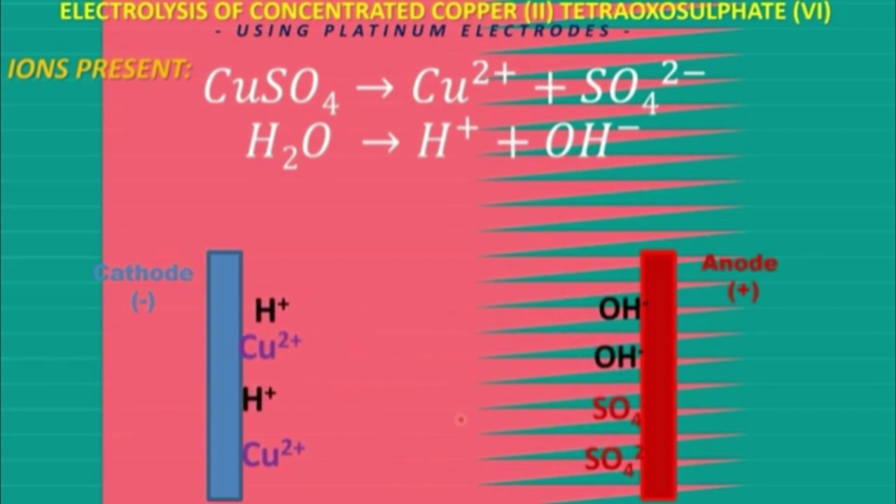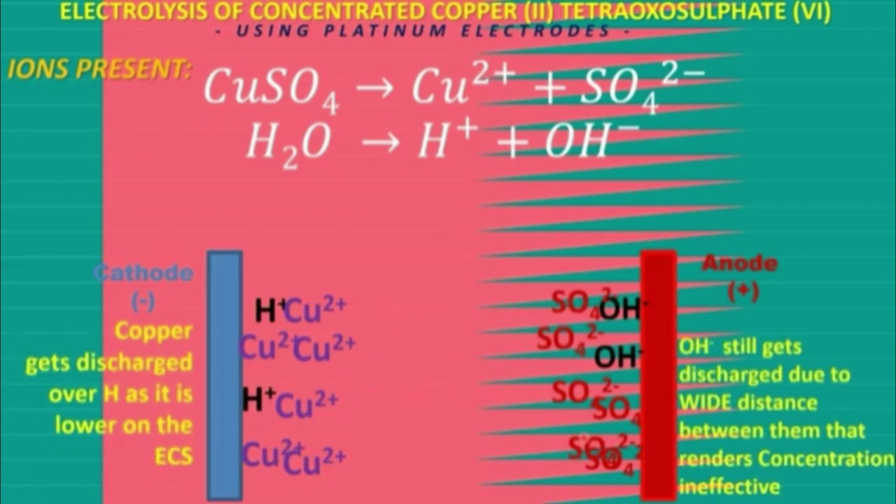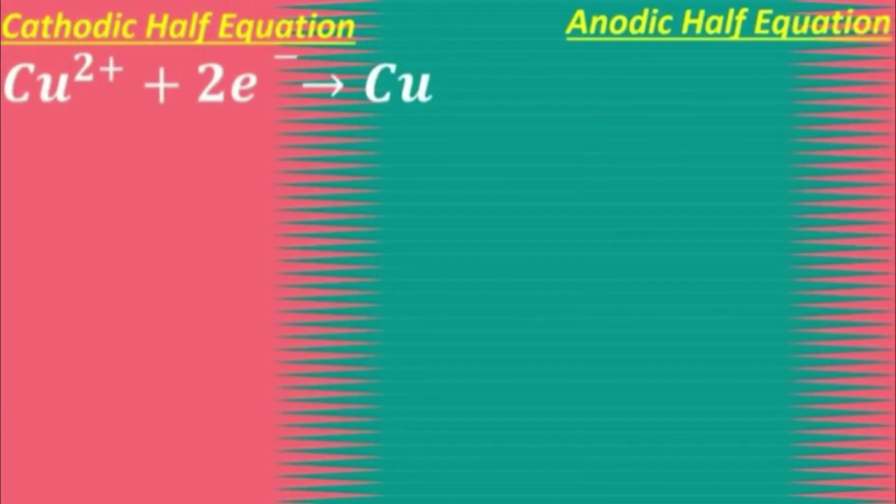Why? Because we now have more of copper. You know, copper naturally is supposed to be deposited because it's lower, is it not? Yes, than hydrogen. But on the other hand, you're having more of sulphate ion, that is tetraoxosulphate(VI) ion, than the what? Hydroxide ion. But still, the hydroxide ion is going to be discharged. Why? Because the distance between the sulphate ion and the hydroxide ion in the electrochemical series is very what? Far. Therefore, the concentration will not affect it.